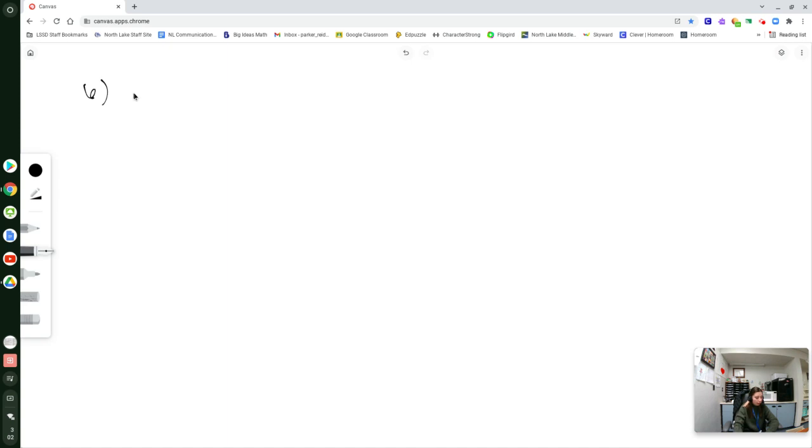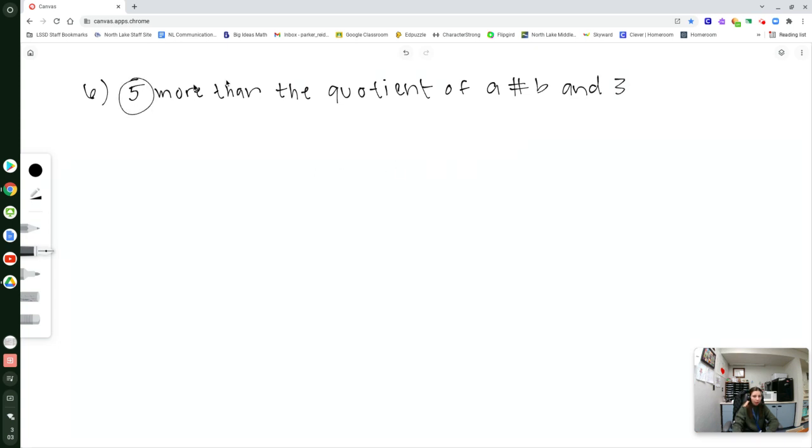Question 6 is again write the phrase as an expression. The phrase this time is 4 more than the quotient of a number b and 3. So it looks like I have a little bit more here. I have 5, b, and 3. Those are kind of the 3 variables or numbers that I'm going to be connecting.